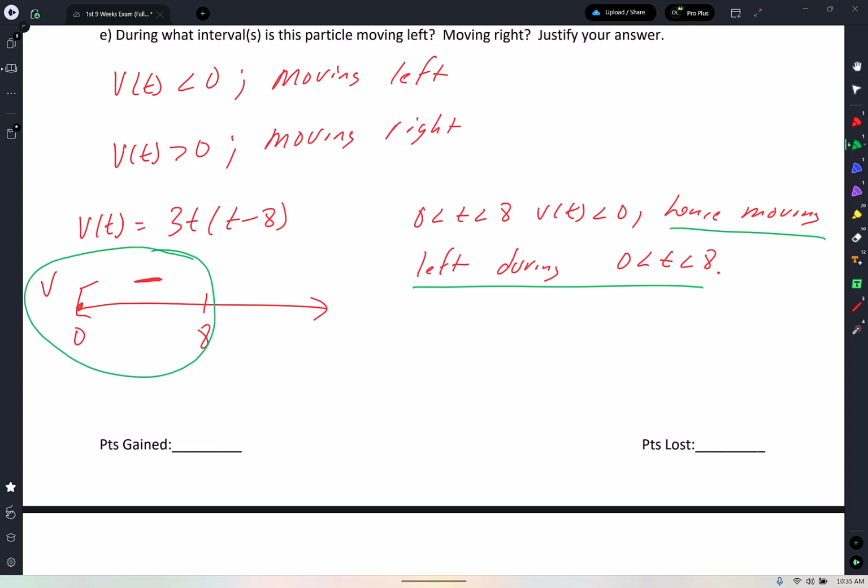Right at 0 and right at 8, you're stopped. So notice I didn't put an equal sign. Cool or not cool? All right. And then for values greater than 8, for t greater than 8, velocity is what? Positive. For t greater than 8, velocity is positive. Hence, and I guess I should have put a comment there. Hence, moving right for t greater than 8. There it is.